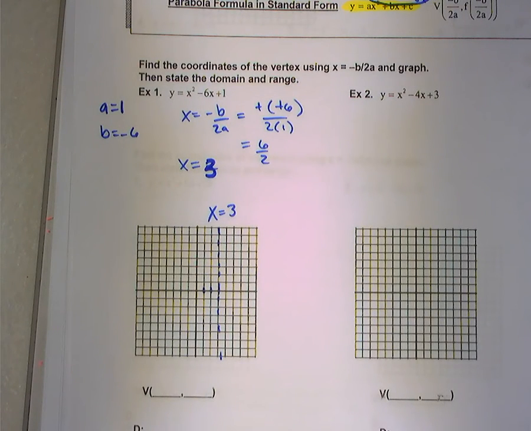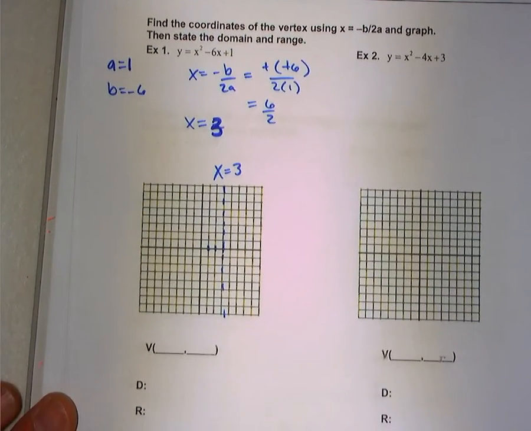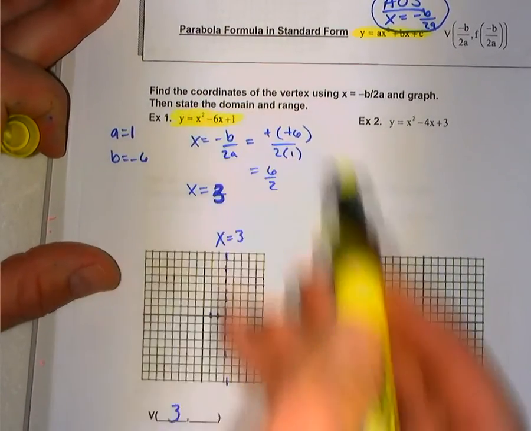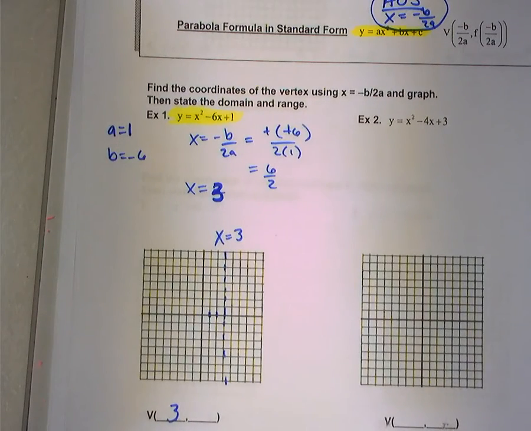And now we have to find the vertex somewhere on that line. That vertex is 3 comma something. How do I find the something? Go up to that equation up here. You know the x value. Now just plug it in and find the y value.